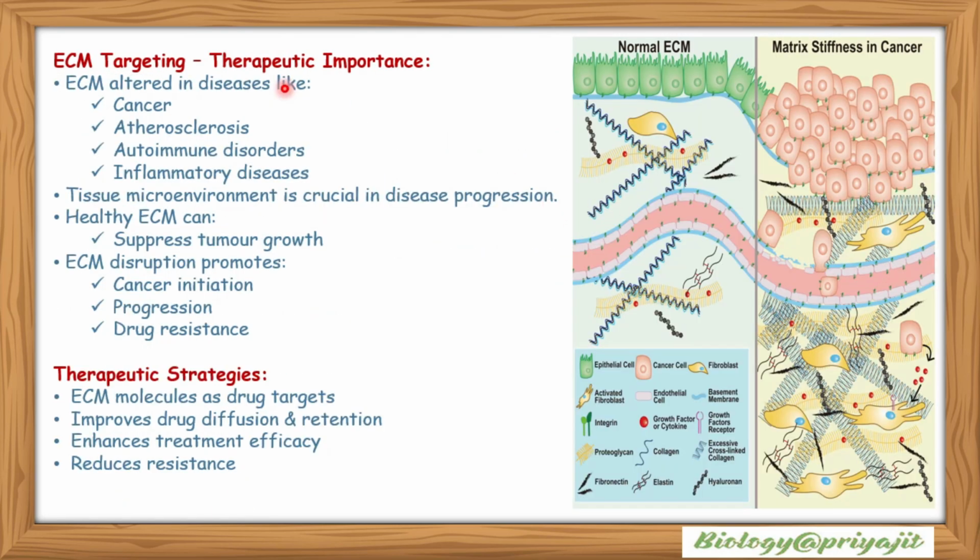ECM targeting. Therapeutic importance of the ECM. The ECM is altered in various diseases like cancer, atherosclerosis, autoimmune disorders, inflammatory diseases, etc. The tissue microenvironment is very crucial in disease progression. A healthy ECM can suppress tumor growth, and ECM disruption promotes cancer initiation, progression, and drug resistance.